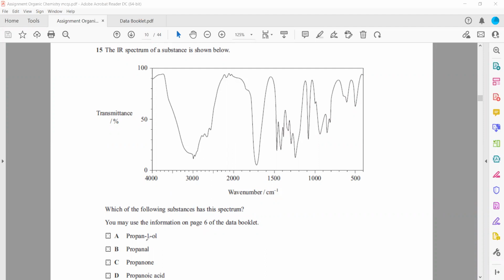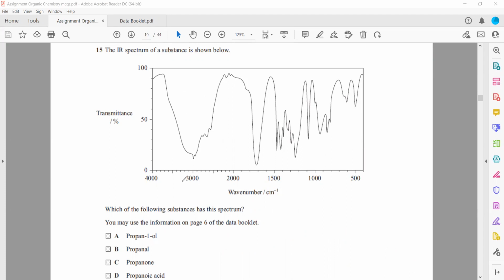Propanol means the OH of an alcohol, so that peak will be found. Aldehyde means C double bonded with O will be there, or the CH of the aldehyde. Propanone means C double bonded with O, which we'll check. And for propanoic acid, we should check for C double bonded with O and then OH. So we'll check the corresponding peaks. For example, if it was an alcohol, then the OH peak should be there.